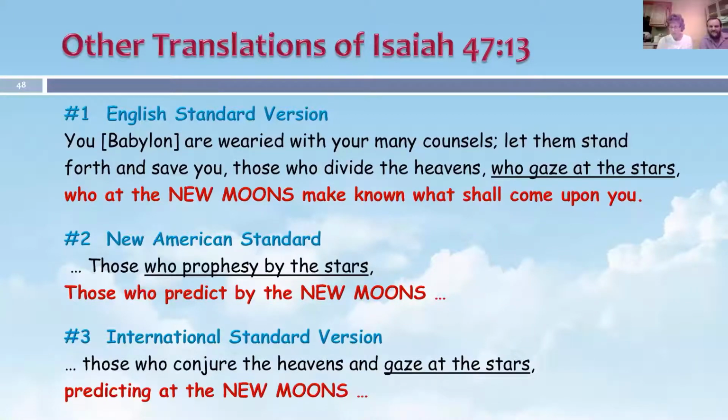Talking about them watching the stars and predicting by the moons, and it sounds like Babylon to me. Those who conjure the heavens and gaze at the stars, they're predicting, so they don't know. You know, they're waiting. Okay. Time. Well, we have 10 of these to look at, so I need a volunteer for the next slide.